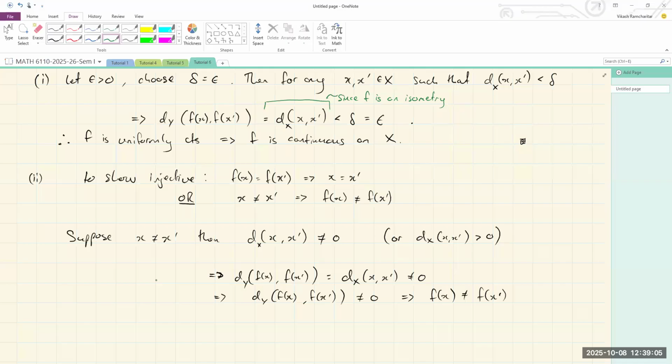So again, for injective, we suppose that these two points are different, and we show that the images are different. Okay, so therefore, the isometry f is injective.